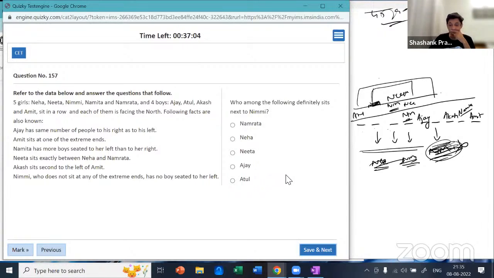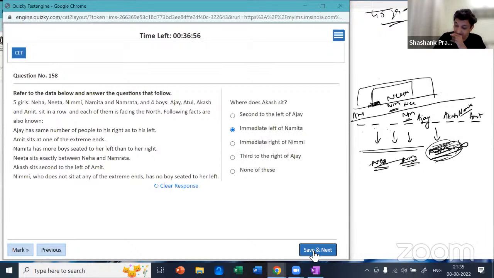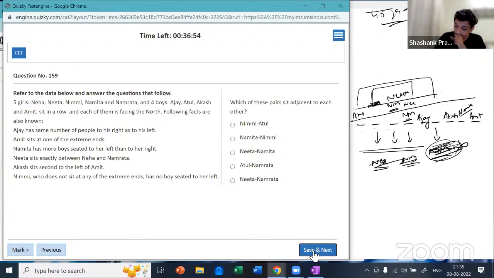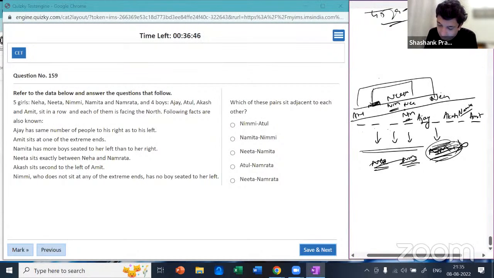Neeta, I don't know. Something is off. I'll go for Neeta then. Neeta is exactly between Neha and Namrata, no? Okay, let's see. Akash is definitely right. If I go ahead with this one, and say Neha, Namrata are sitting here. Ajay has the same number of people, is fine. Amit is fine. Namita is fine. Neeta is between Neha and Namrata.